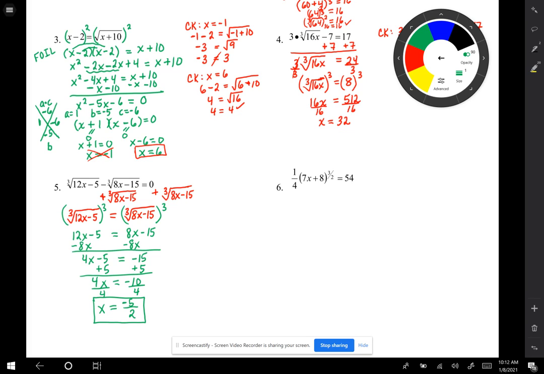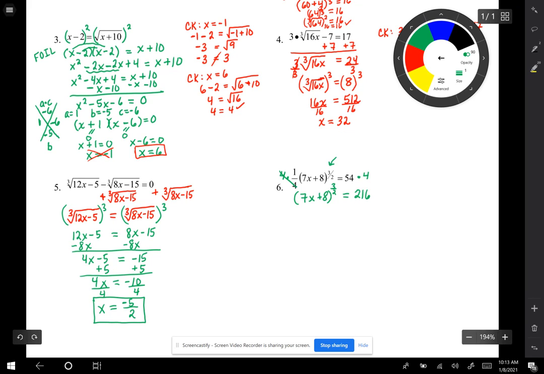So most students want to try and multiply 1/4 times everything. You can't do that, first of all, due to this. But you do want to get all that stuff by itself. So the first thing you want to do is multiply by the reciprocal of 1/4 to get rid of the fraction. So multiply both sides by 4. And that cancels, and you're left with 7x plus 8 to the 3/2 power equals 54 times 4 happens to be 216.